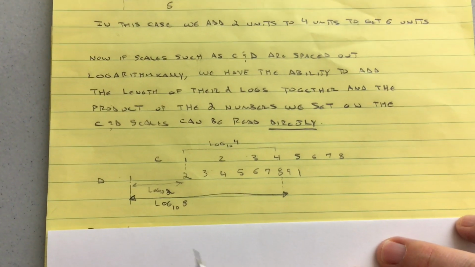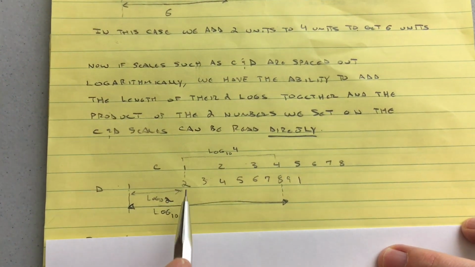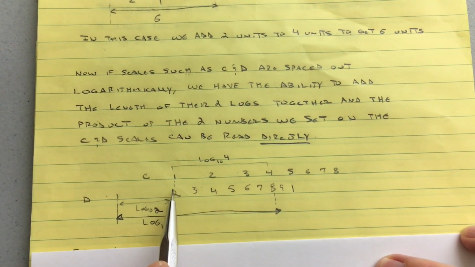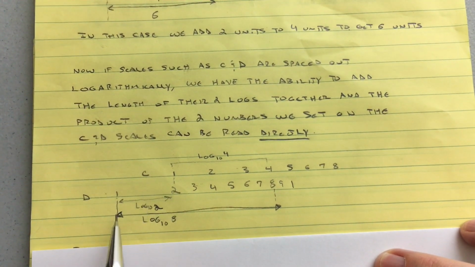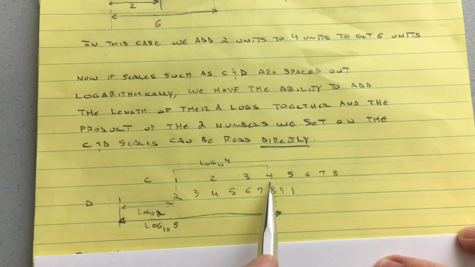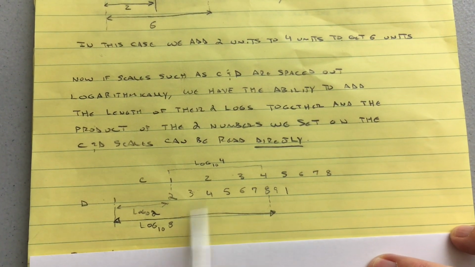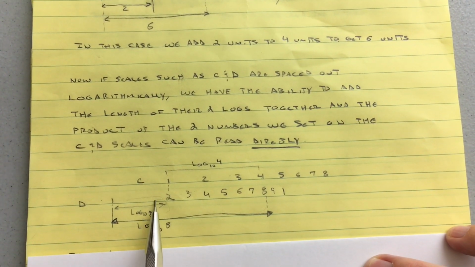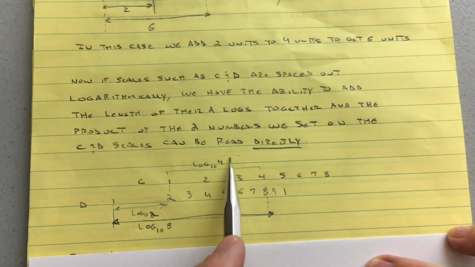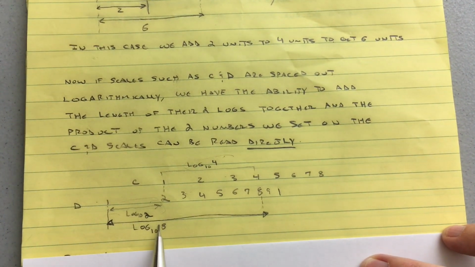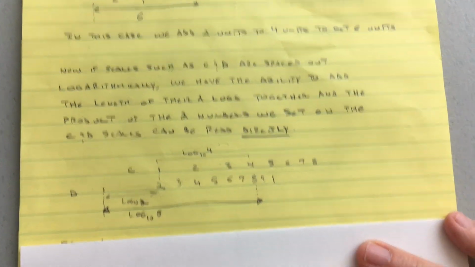So here's a small primitive graphic example. We align the left index of C over 2. We then take a look at our other number, 4, and we get our product, 8. So in essence, we add log base 10 of 2 and log base 10 of 4, and the product is represented by log base 10 of 8.